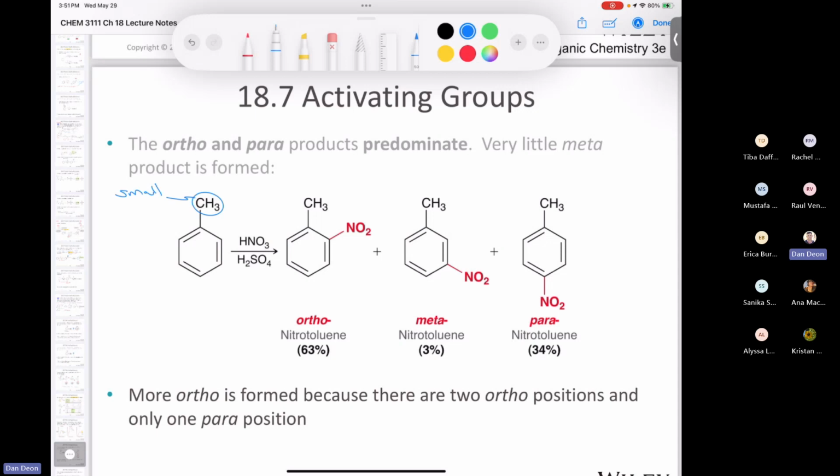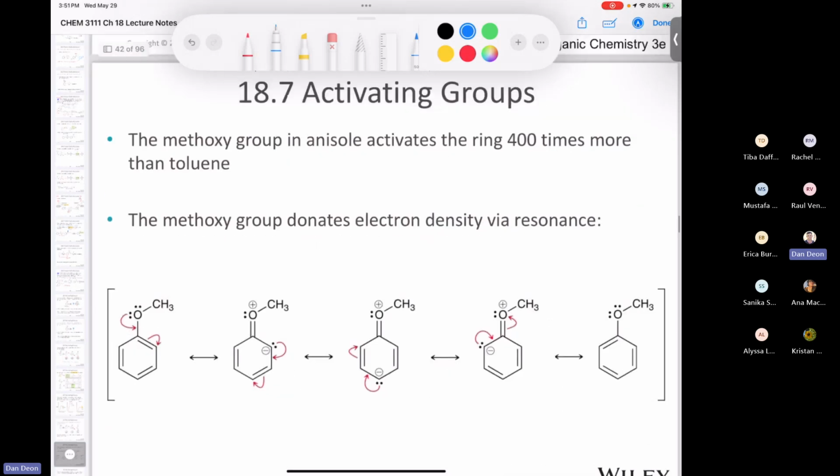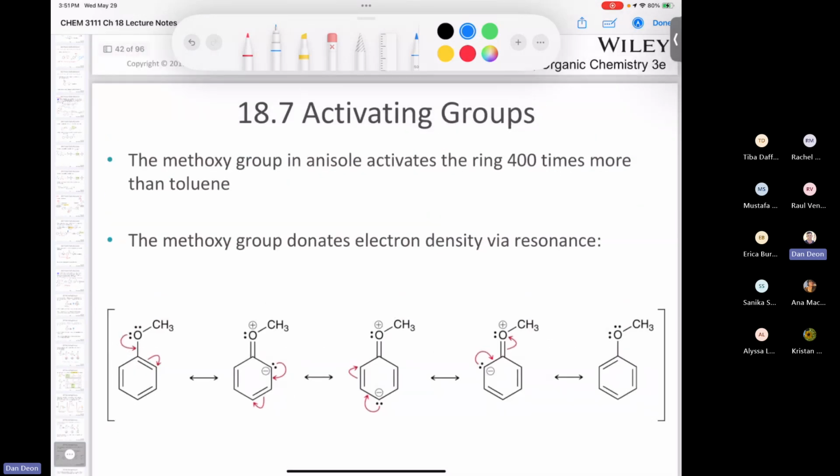So as the groups get bigger, if you go to ethylbenzene or isopropylbenzene or something, you're going to see more para than ortho because they're bigger, okay? So again, toluene is a bit of an anomaly, so it's kind of a funny place to start, but it's where the books always start, all right? So if you compare nitration of toluene with anisole, you guys should know what anisole is. You had to memorize that in chapter 17. So anisole looks like this, so it's just methoxybenzene.